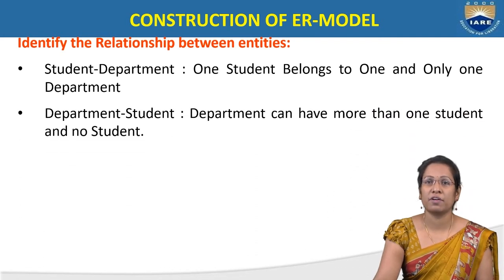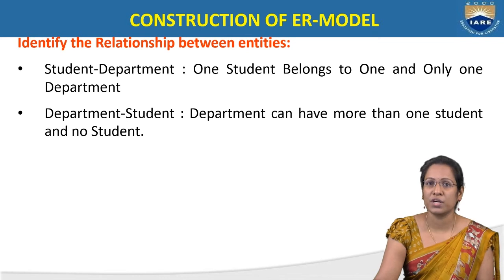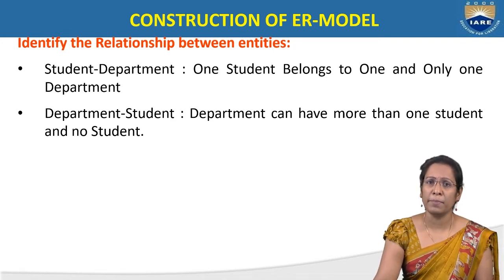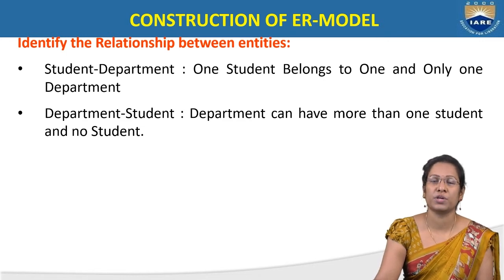And coming to the next one, from department to student. A department can have more than one student or no students. So it can handle many students or none. So these are the two relationships between student and department. From student to department, it is one and only one, and from department to student, it is one to many, that is, zero or more students.